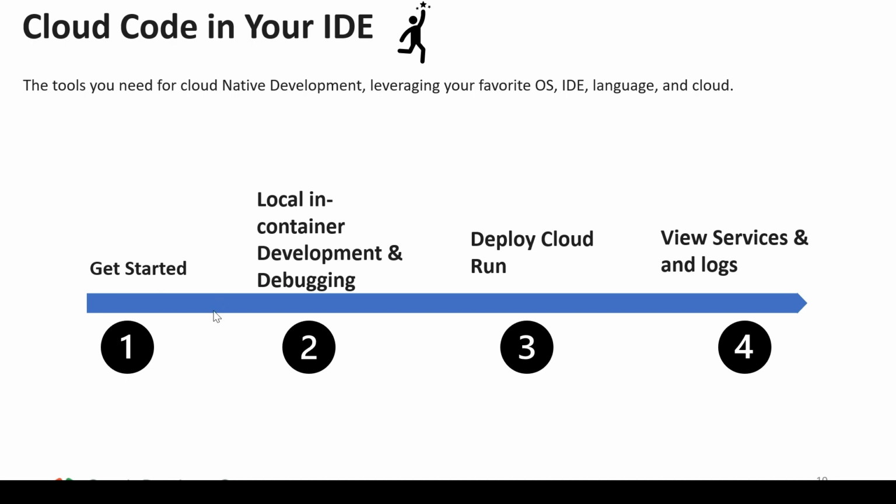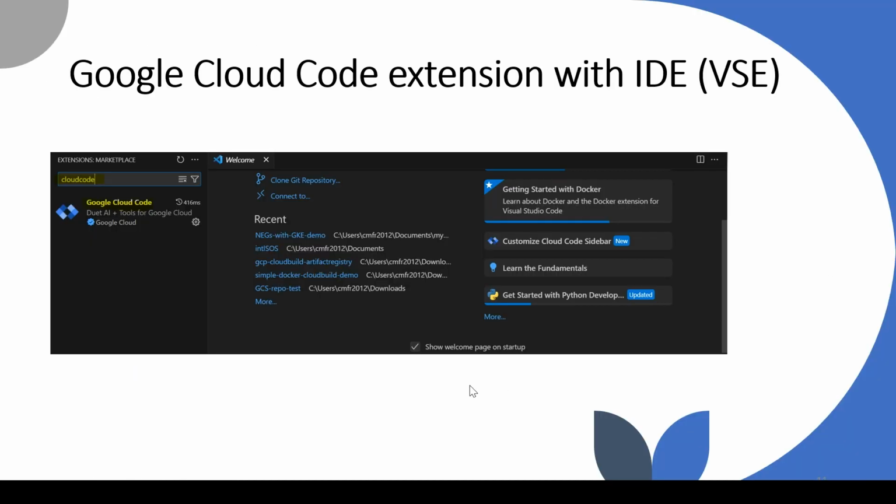So we will deploy this container into Cloud Run, and we will debug all of this on our local machine before we deploy into Cloud Run, and then we will see our services and logs. So here is the Google Cloud Code extension with the IDE. I'll show you. Let me just switch over to my IDE.